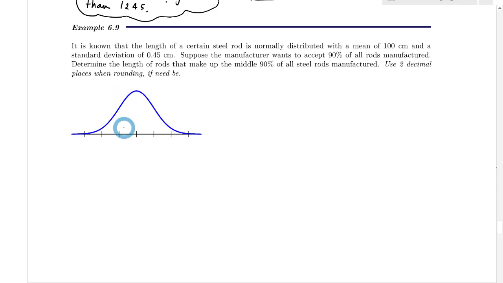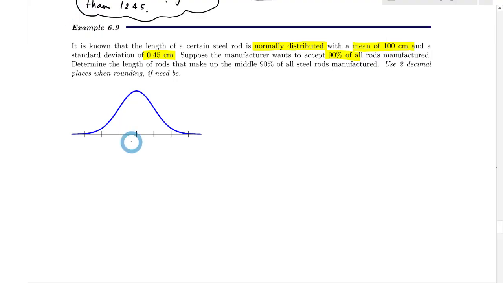So here, let's go ahead and highlight. Let's do our red flags, right? So I do know that it's normally distributed, which is very important. A mean of 100 centimeters, standard deviation of 0.45, and the manufacturer wants to accept 90%. So there's our barrier.